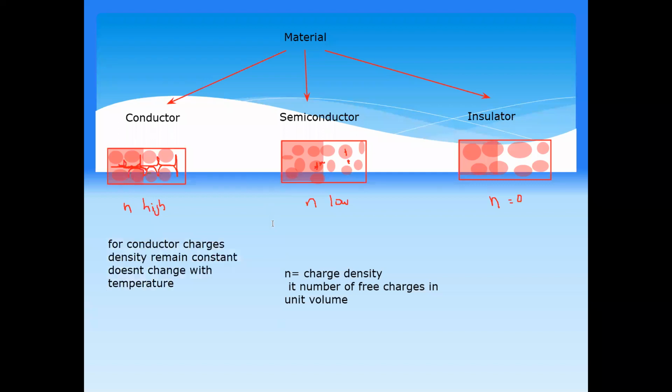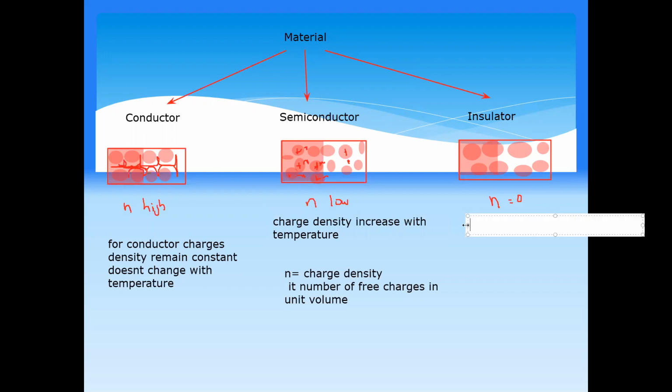But what happens for semiconductors? When you supply heat energy, you provide energy to the particles, so they start to lose their electrons, and it creates more charges. So what happens to semiconductors? The charge density increases with temperature. And for insulators, very high temperature can affect their charge density, otherwise it will also remain constant.